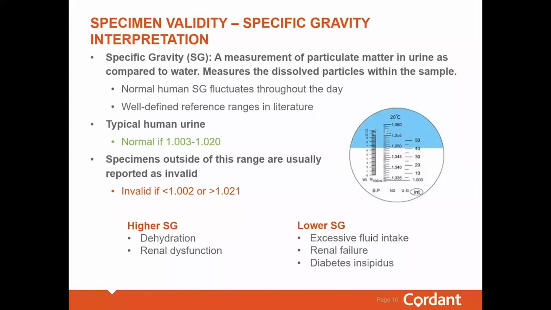Again, normal human specific gravity can fluctuate throughout the day, and we have well-defined reference ranges that give us the ability to easily identify if a sample has been tampered with. Typical human urine is normal between 1.003 and 1.020, and is considered invalid if below 1.002 or above 1.021. Some scenarios resulting in a higher specific gravity include dehydration and renal dysfunction. A lower specific gravity will be from an excess of fluid intake, renal failure, and diabetes insipidus.